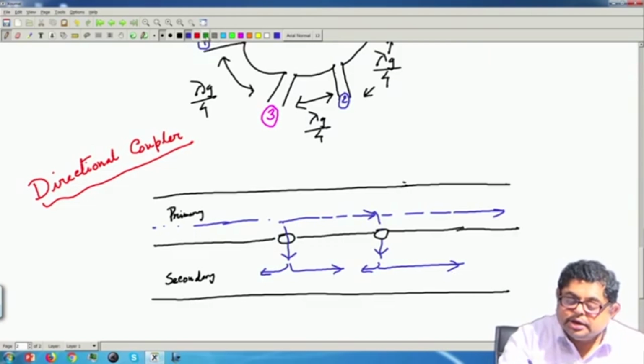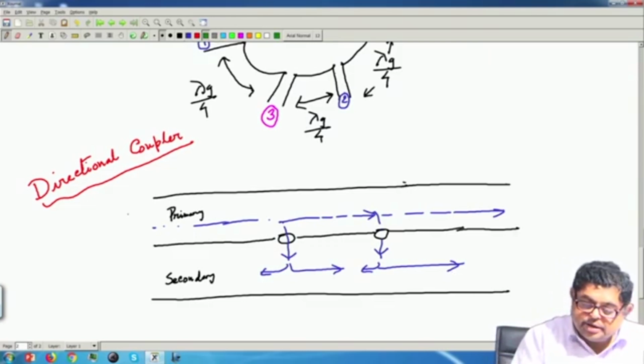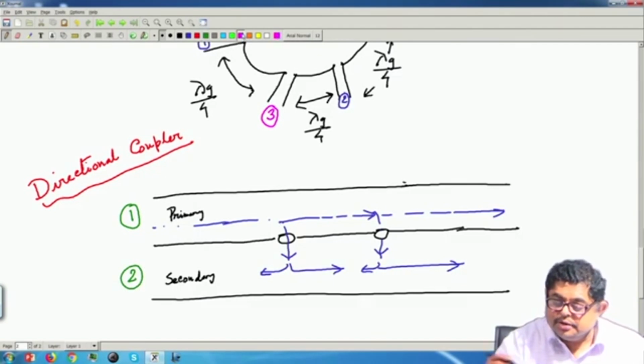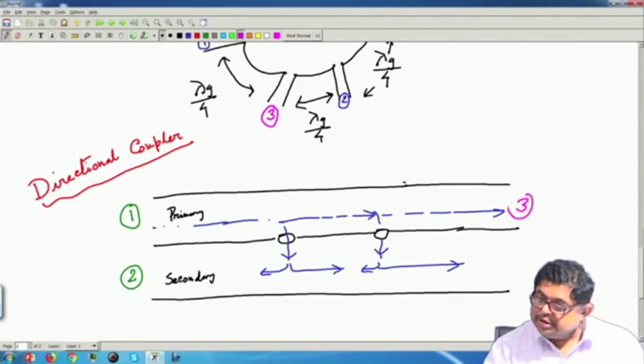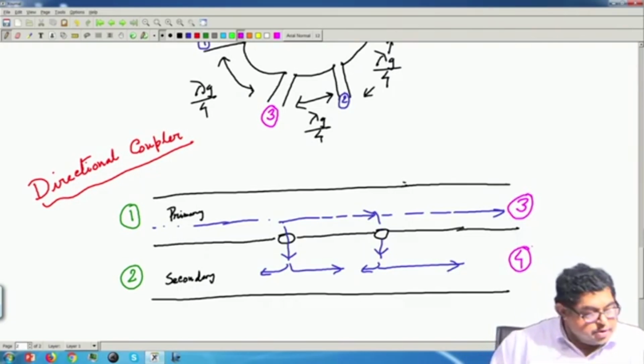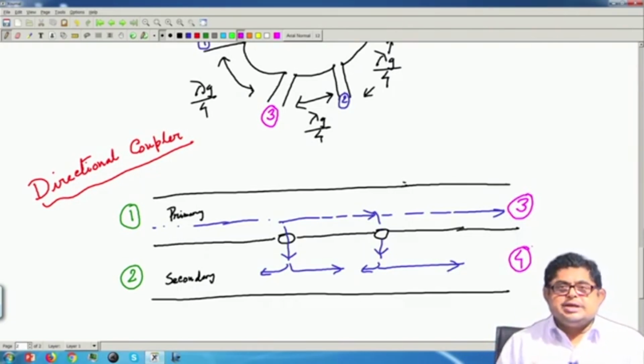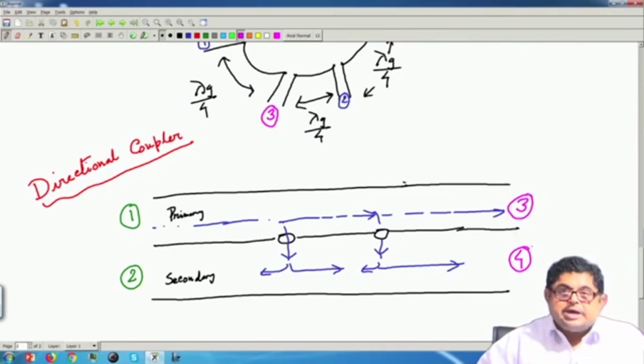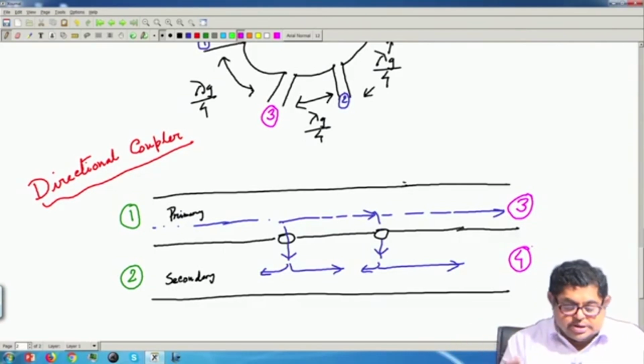And now, let us give the names. Let us say that port 1 is here and port 2 is here, the two ports, and this is port 3, this is port 4. So, what is a coupler? I am refreshing your memory that a coupler is a device that taps off some fraction of the power flowing through a primary waveguide or transmission line into a secondary waveguide or transmission line.